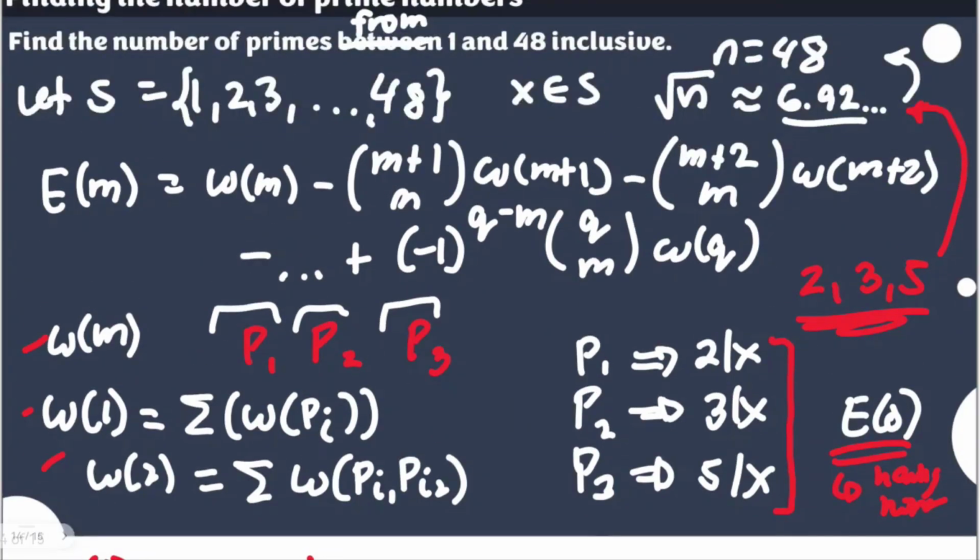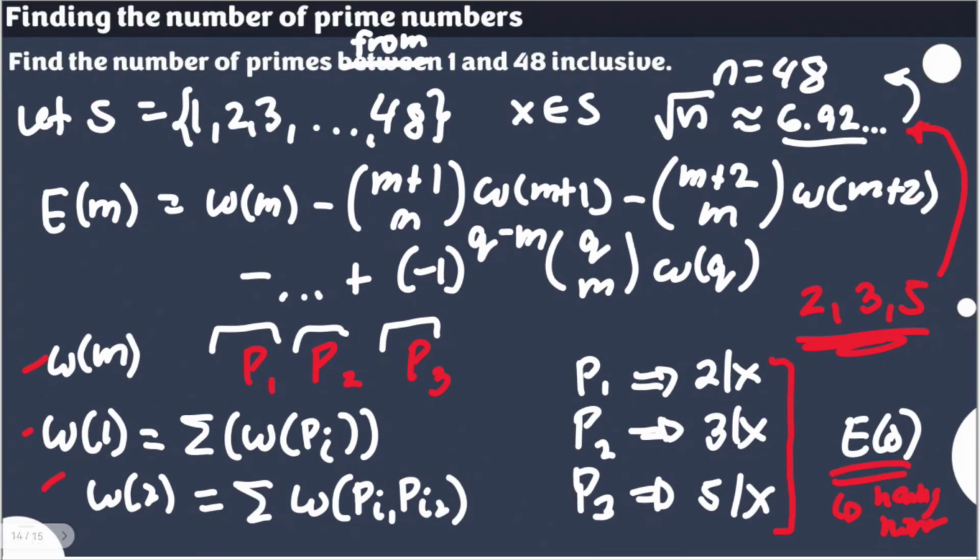Hopefully that's clear. Again, you can use a sieve here, even count it on your own, but this is just an illustration using the GPIE, which will also be applicable to another problem later.